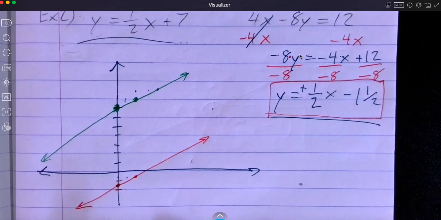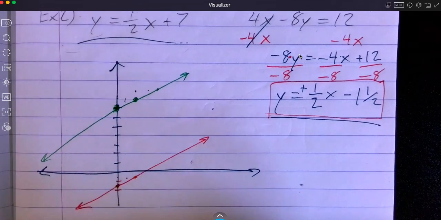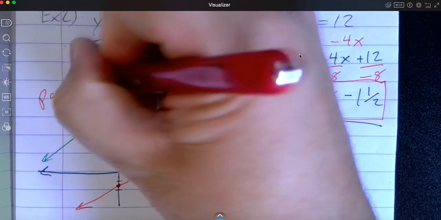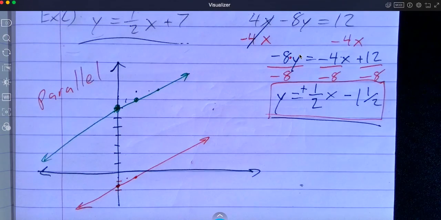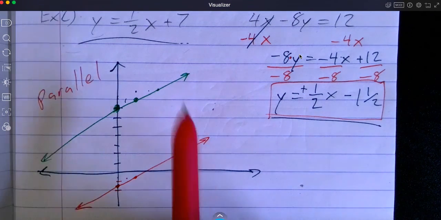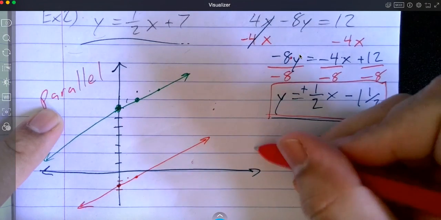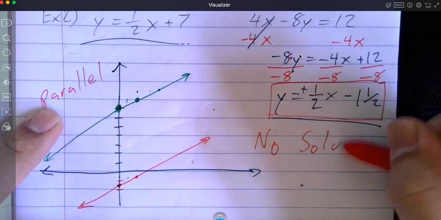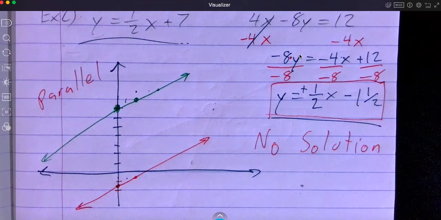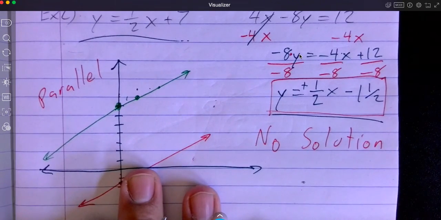Okay. Guys, when they have the same slope, this is what we call parallel. And guys, when lines are parallel, they will never cross. And if the whole point of graphing is to find out where these lines meet, when you have parallel lines, they're never going to do that. So this is a no solution. These lines will never cross. They will never be equal. Okay? So that's the case there.